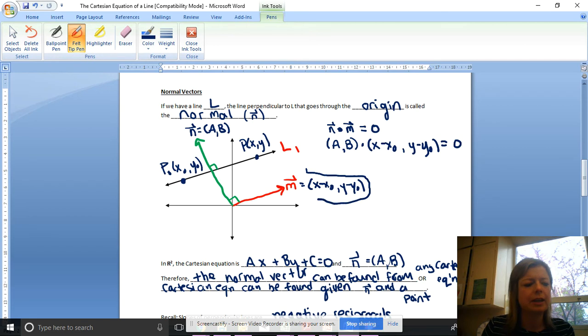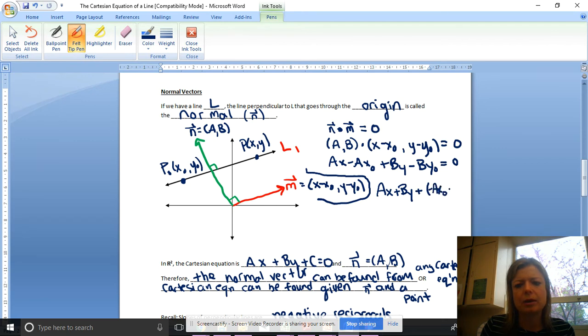So I'm just going to separate this. Therefore, we know that ax minus ax0 plus by minus by0 has to equal 0. Now we can rearrange this to say that ax plus by plus, and then in brackets, minus ax0 minus by0 equals 0. So we conclude that ax plus by plus c equals 0, where we just let c be equal to negative ax0 minus by0.